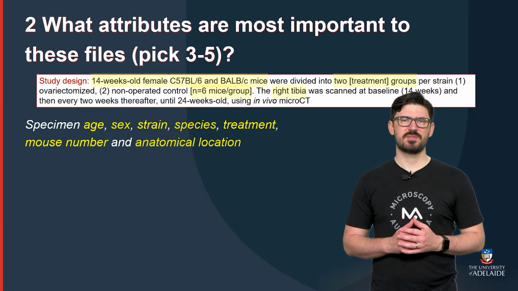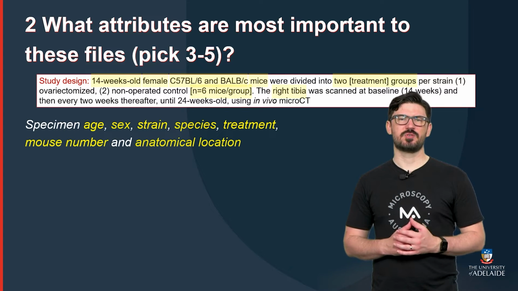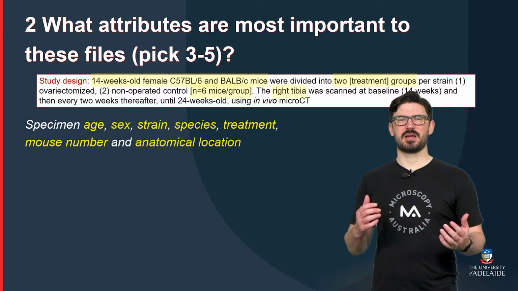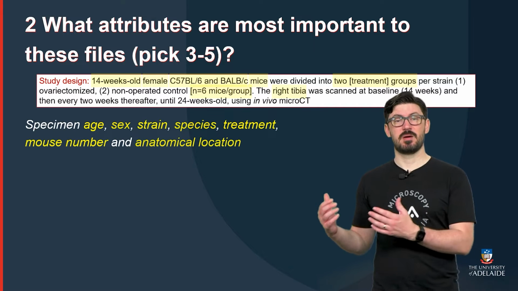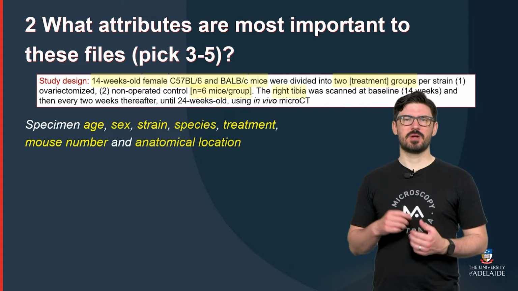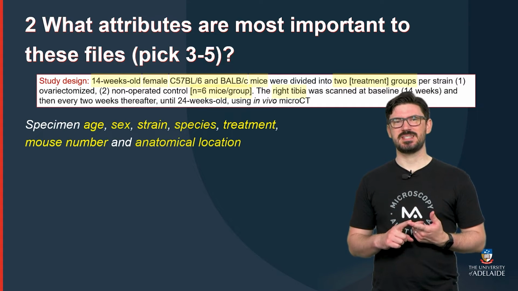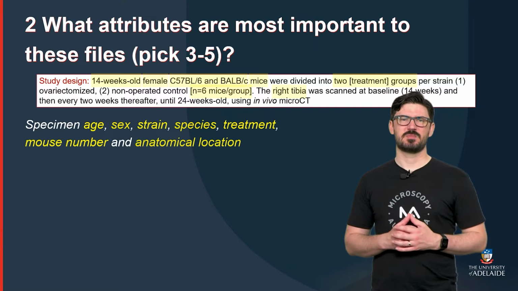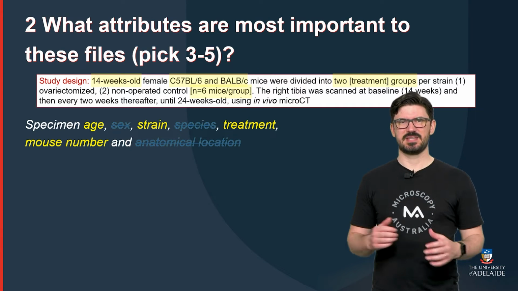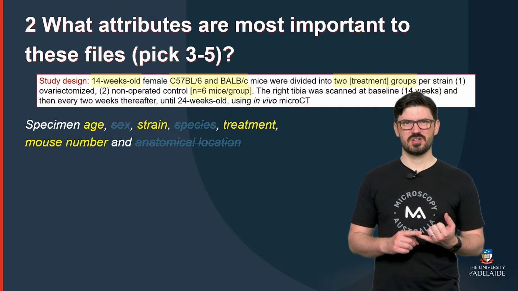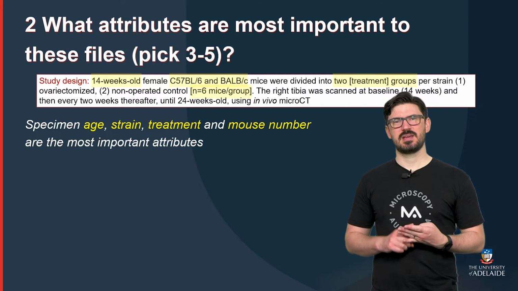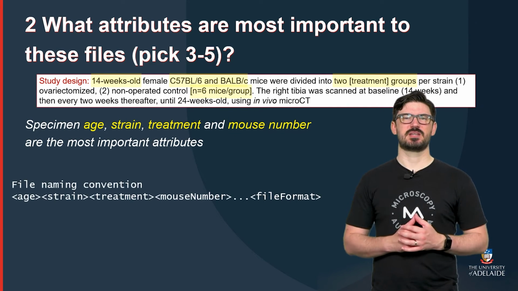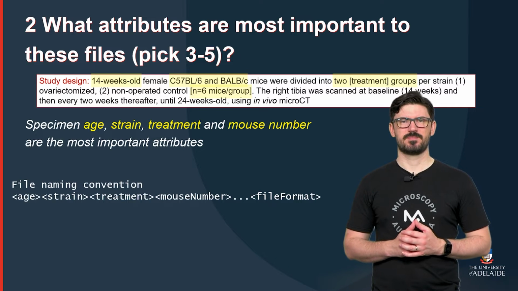So, the most relevant or the most important attributes will be those that change among our specimens, and therefore change among our image data. We know that the animal sex, the animal species, and the image location, so the anatomy, are the same among specimens, and therefore we can discard these. That leaves mouse age, strain, treatment, and mouse number, and we have the beginnings of our first naming convention.